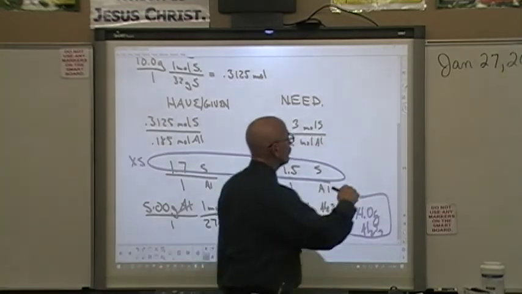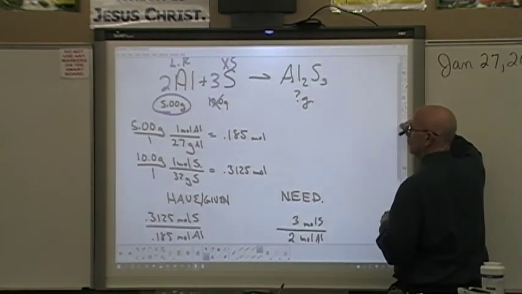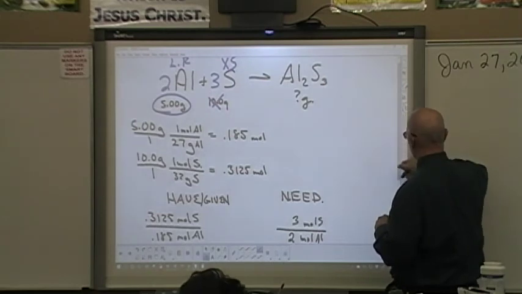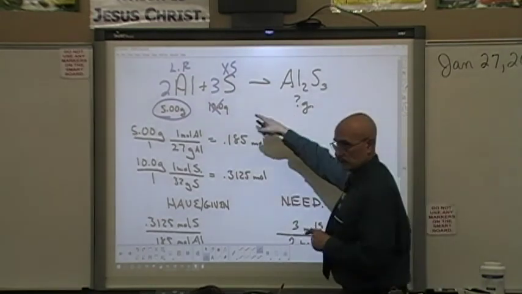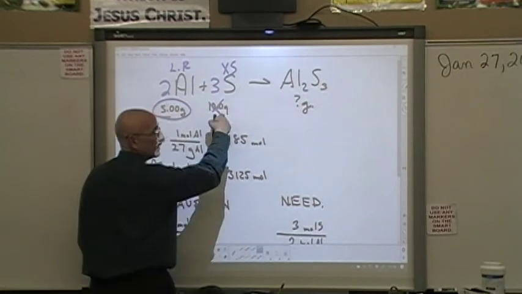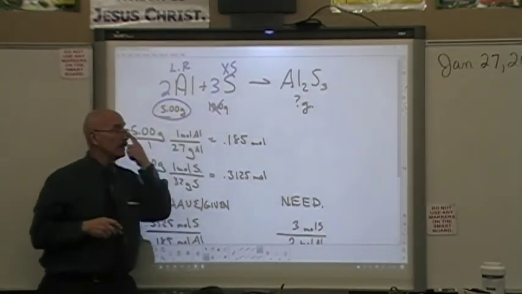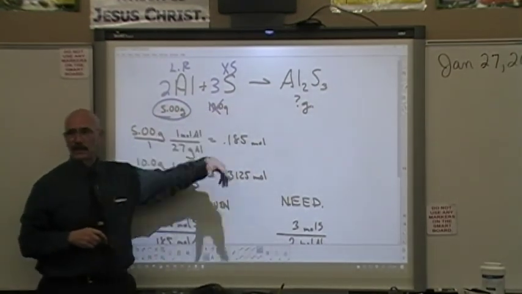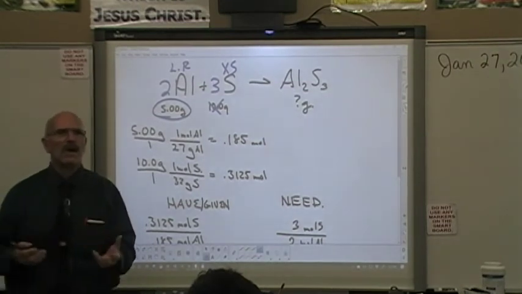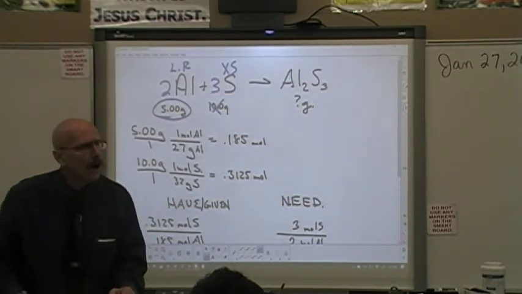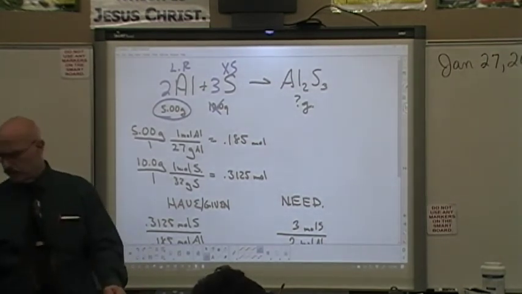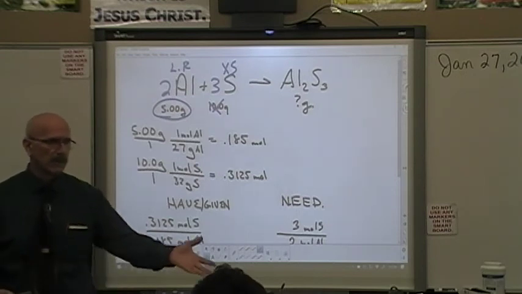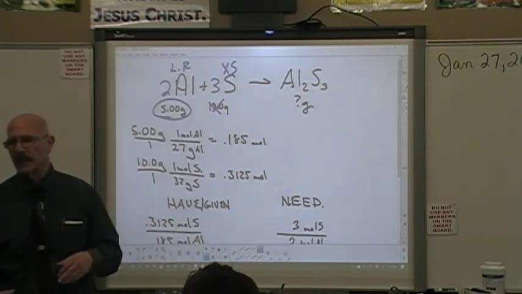Okay. Now, here's what Caden was referring to. Sometimes these questions say, if this is the case, how much of this is left over, right? Since this is excess, I started with 10 grams, all of it's not going to react. I'm going to have some left over, like your nuts and bolts. I got 3 bolts left over. I got 12 nuts left over, whatever the case may be.